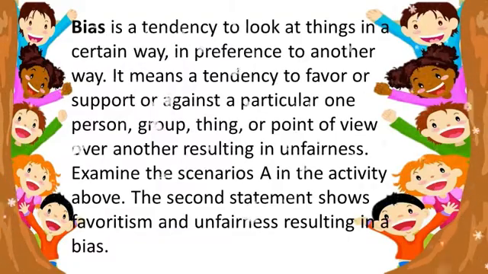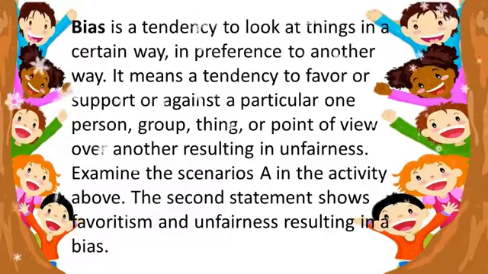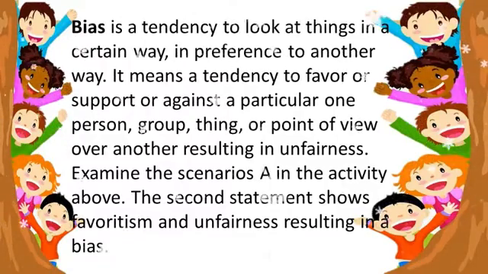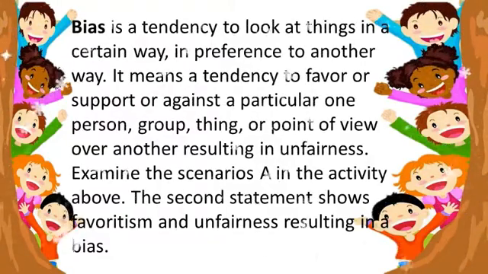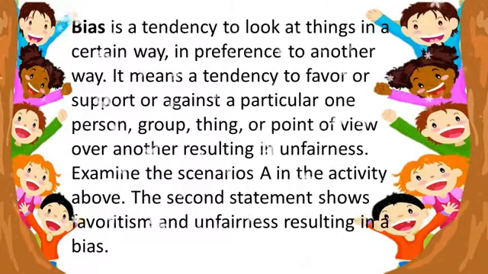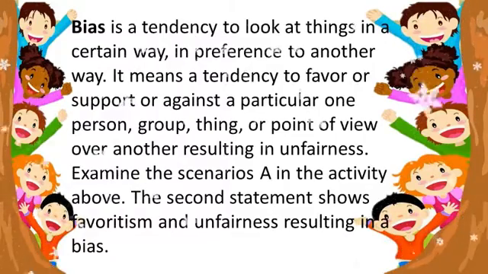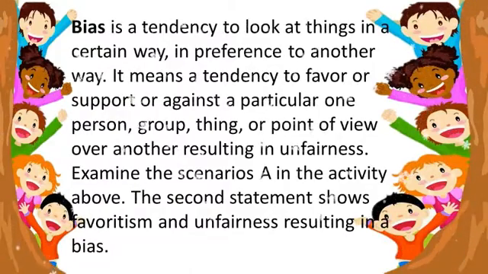Examine scenario A in the activity above, and the second statement shows favoritism and unfairness, resulting in a bias. So when you say bias, there is favoritism or there is unequal treatment, no? That is bias. Understood? Okay. So that is bias. When we say unequal, it is not fair, not balanced, not the same treatment. That is considered as bias. Okay.